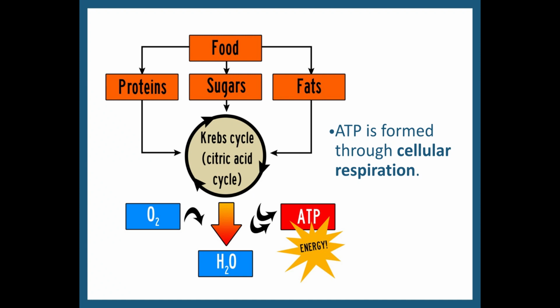Now, what you're seeing in the image on the screen here, I want you to focus on the bottom part. I'll mention the Krebs cycle in more detail on the next slide. But at the bottom here, you see that you're using O2, which is oxygen, plus some of the sugars that you eat. That's in the center at the top. And you're using that oxygen and those sugars to make ATP, which is the energy for the cell. And water, which is H2O, is a byproduct of this process, specifically the Krebs cycle.